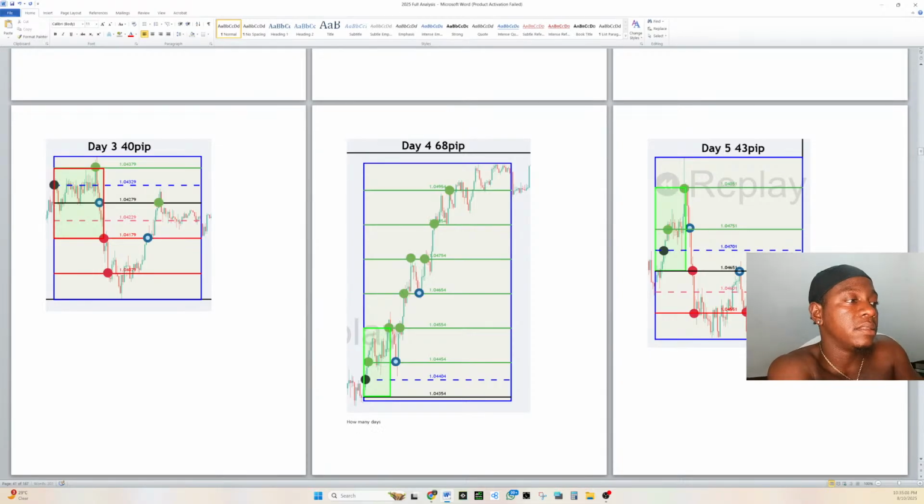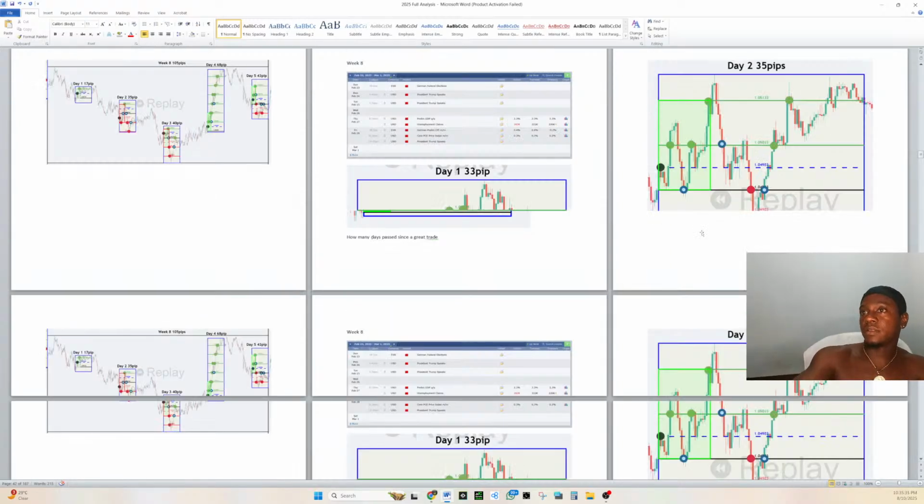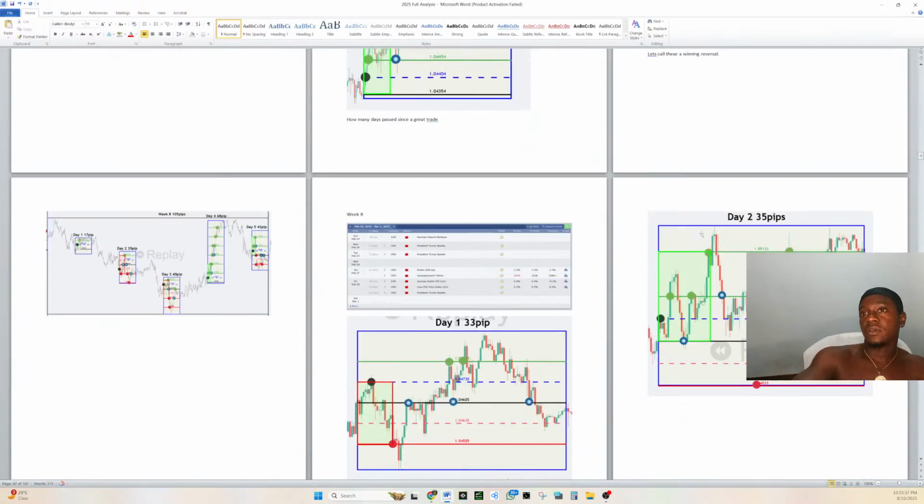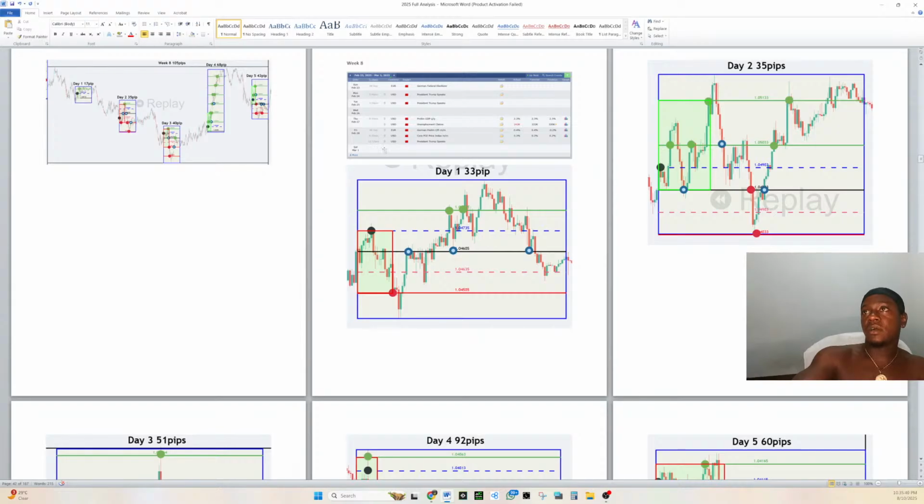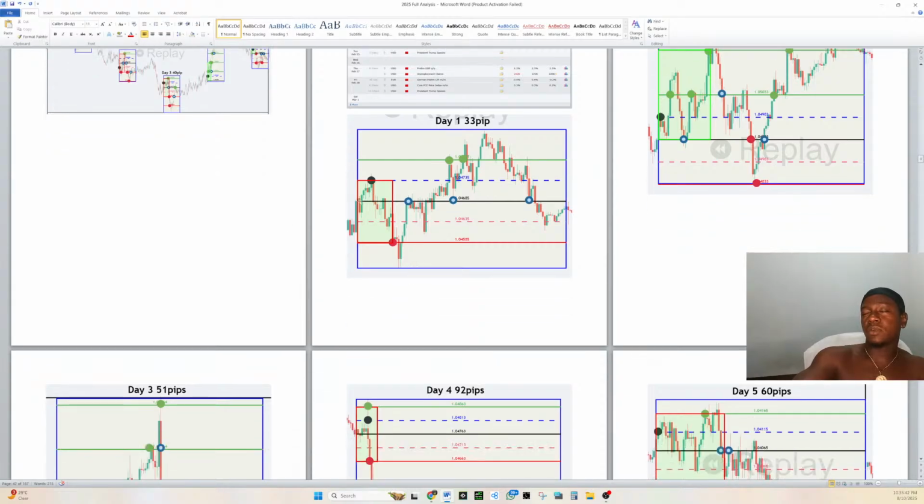How many days passed since a great trade. Buy stop 1-to-1. A winning reversal. Let's call these a winning reversal. All right. Week 8, news events. No bank holidays. Nothing to worry about.